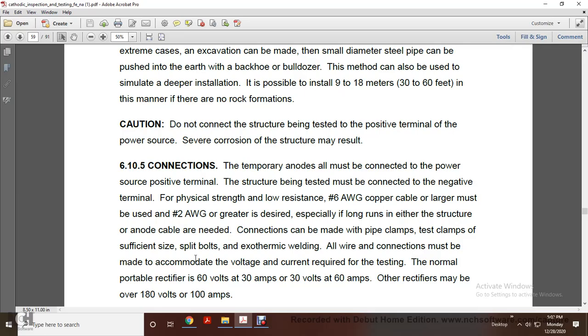Alright, 610.5. The temporary anodes must be connected to the positive terminal of the power source, and the structure being tested connected to the negative terminal. For physical strength and low resistance, number 6 AWG copper cable is used; larger, such as 2 AWG, may be used if desired. The cable must be long enough to reach from the structure to the anode. Connection may be made with pipe clamps, test clamps, sufficiently sized split bolts, or exothermic welding.